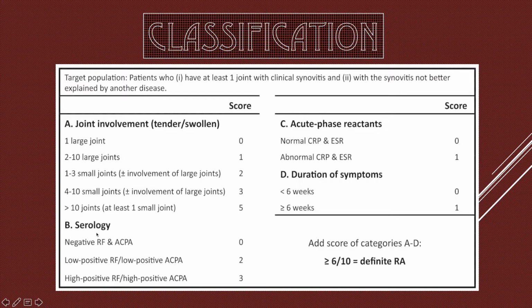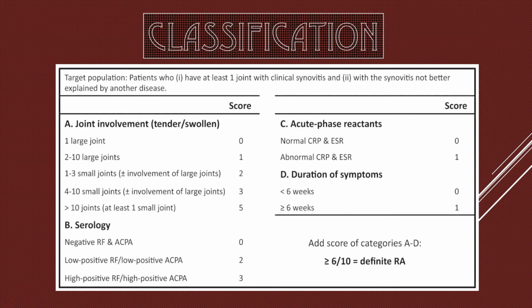Second is serological testing, the blood testing. If the blood contains the autoantibodies, which are rheumatoid factor and ACPA, we will talk about this ACPA. If they are negative, 0. If they are low positive, that means their values are above normal but less. For example, for rheumatoid factor the normal value is I think 18, so if they are like 20, 25, that is low positive. High positive are like 105, 205. High positive has more score, low positive has less score.